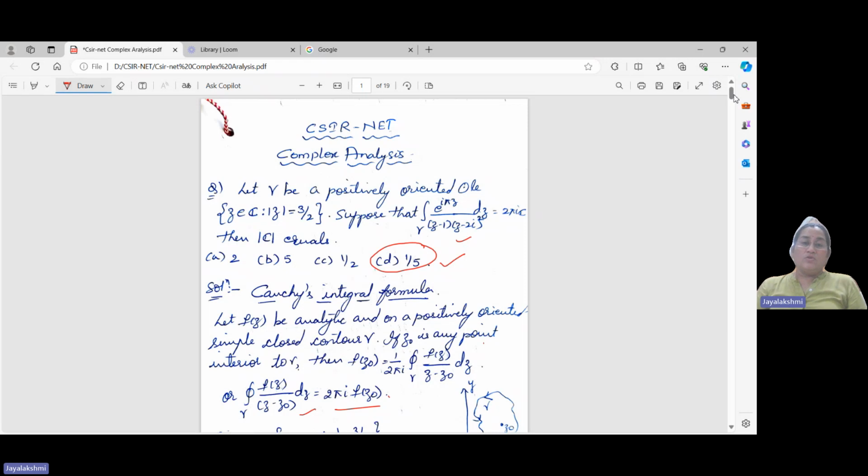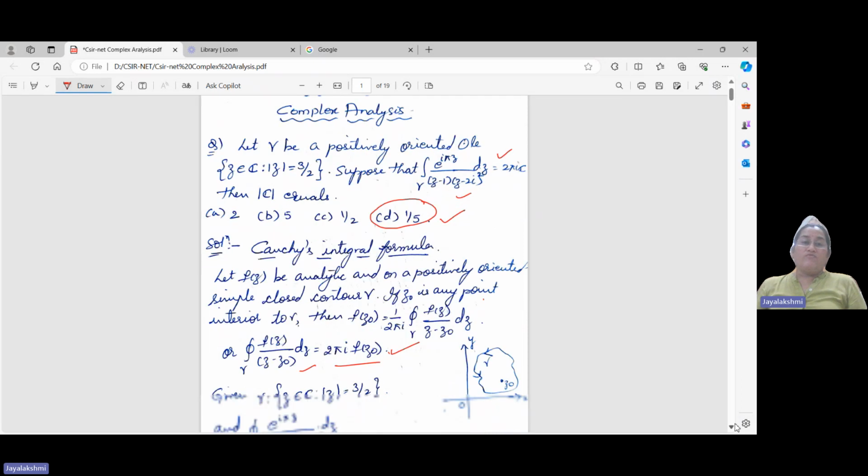So when we look at this formula and the problem given to us, we can compare them easily. We can see that the whole integral value is equal to 2 pi i into f of z naught. And here in the question, the whole integral value is equal to 2 pi i into c. This c, we are supposed to figure out. And the options are 2, 5, 1 over 2, and 1 over 5.